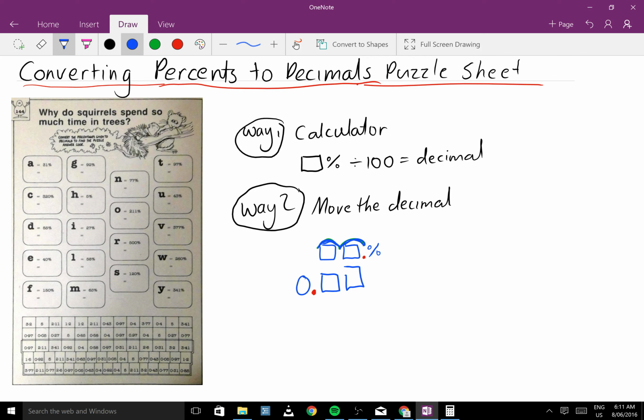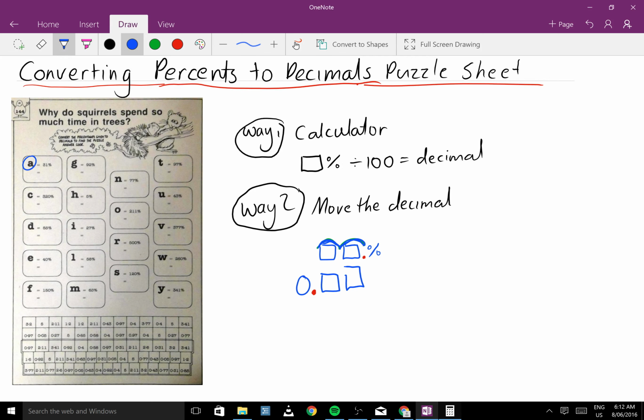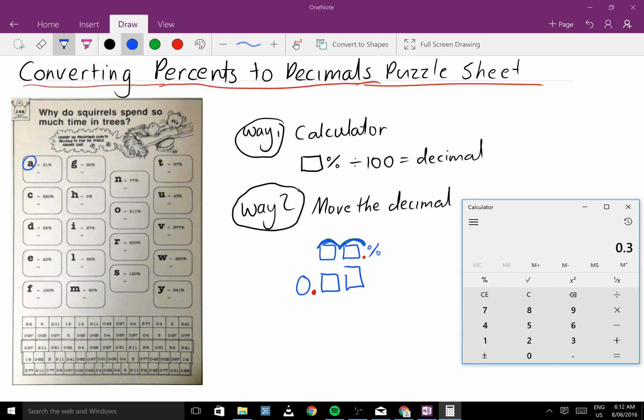So let's have a go at both examples. Now I'll just pick 31%, question A, and on my calculator that is 31, the percent. Oh, sorry, I've already got 0.31. That's the end, not the start. We'll go back and clear that. 31 divided by 100 equals 0.31.